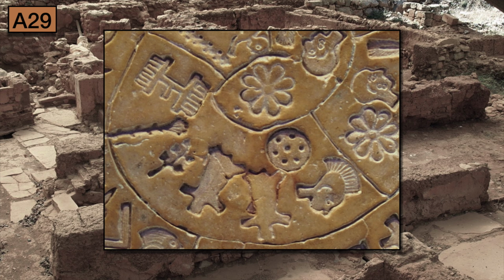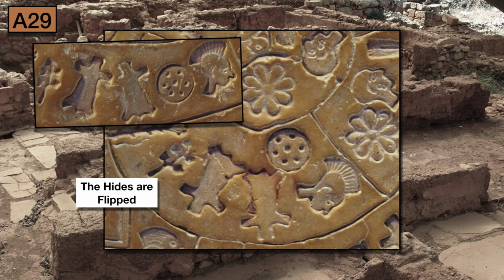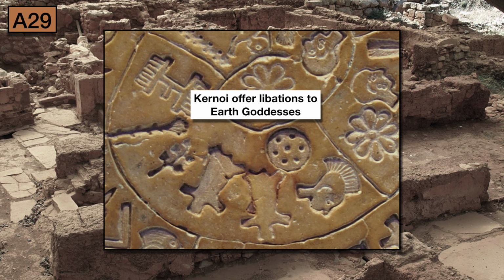Yep, the word is repeated at A29. And there the hides are indeed flipped, and they are under what looks like a shield, but it is in fact a kernos, a pottery piece with compartments used to hold multiple offerings. Among the later Greeks, kernoi were used in mystery cults of the mother goddesses like Persephone and Demeter. There's no doubt they got these from the Minoans. We know the Minoans had them.